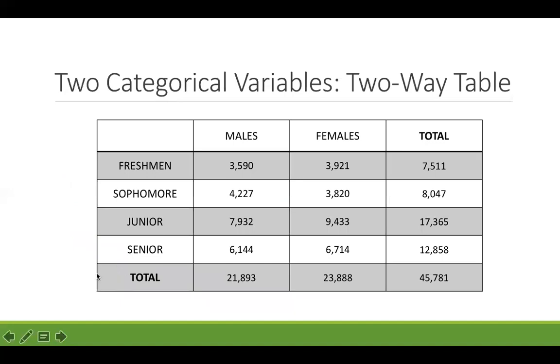So those charts that I just showed, the pie chart, the frequency table, and the bar graph, are used to describe one categorical variable, and you can use a two-way table here to describe two categorical variables. You see the two categorical variables here are gender and class standing. So we have males and females for each class standing of freshman, sophomore, junior, and senior. It just shows a breakdown of the numbers for each class standing and each gender.